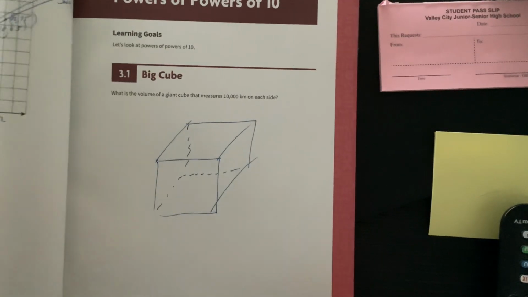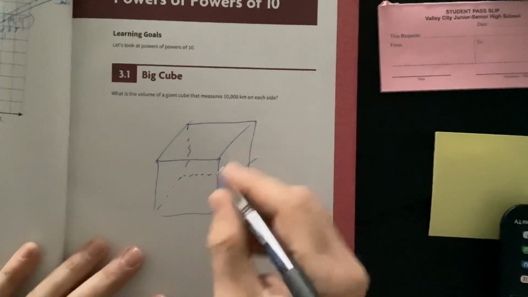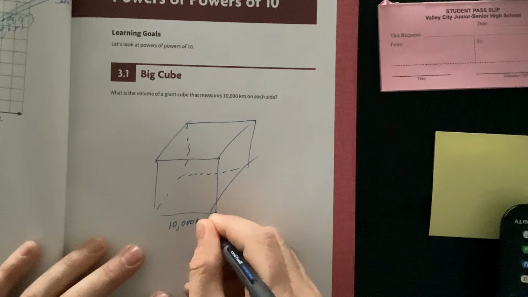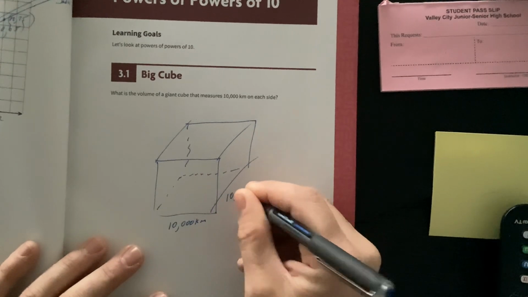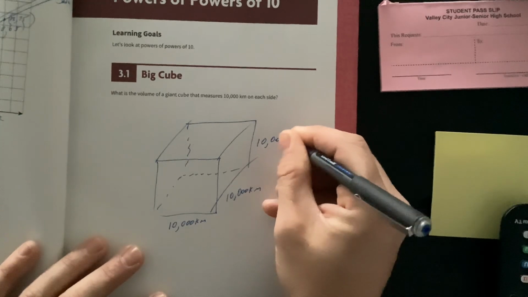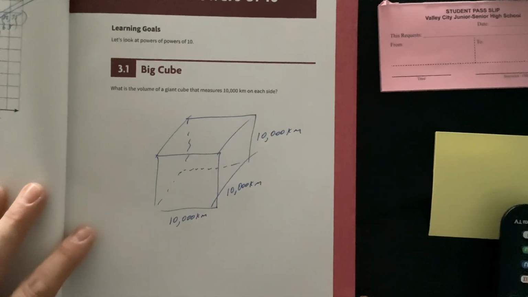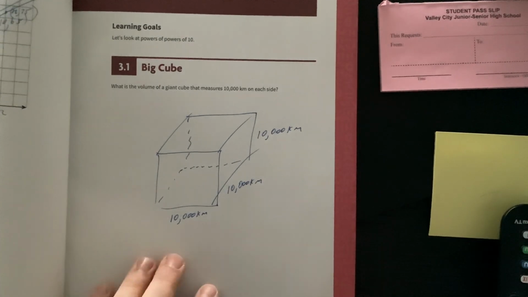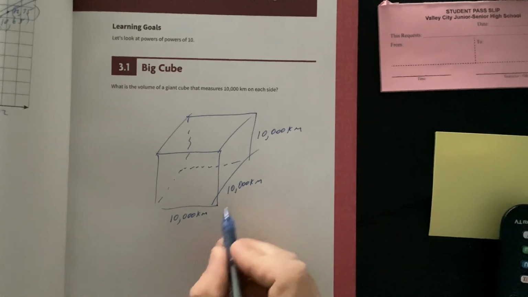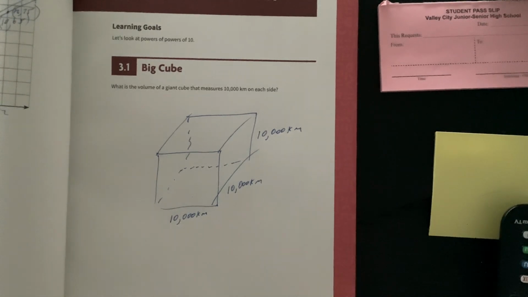Okay, each side, it says, is 10,000 kilometers. This is a pretty big box. What is the volume? Now we know volume is length times width times height, so I would multiply all those together. 10,000 times 10,000 times 10,000. Pretty big number, right? It's going to be 1 with 4, 8, 12 zeros on it.